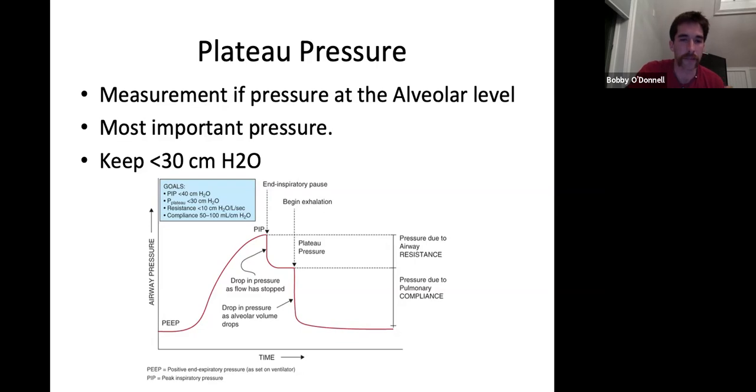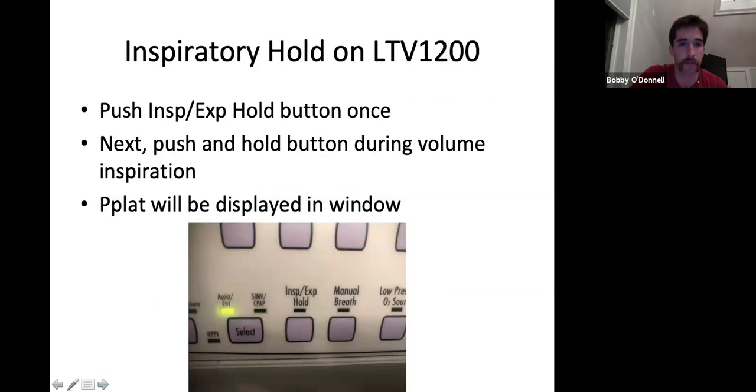We check a P-plat by doing an inspiratory hold. And we can go over this whenever, if you're on shift. I highly recommend that after this presentation, your next shift, you go in and you play around with the vent, and you put the test lung on. It can be tricky checking a P-plat with the test lung, especially if you're not hooked up to the oxygen. You'll see it in the video, because if there's an alarm going off, it won't let you do it.